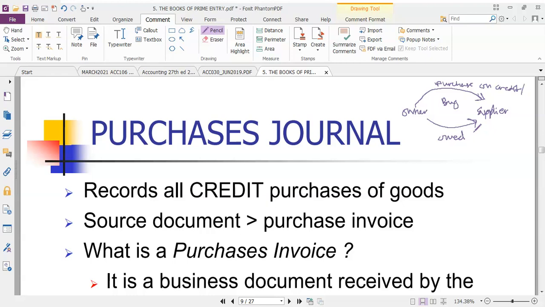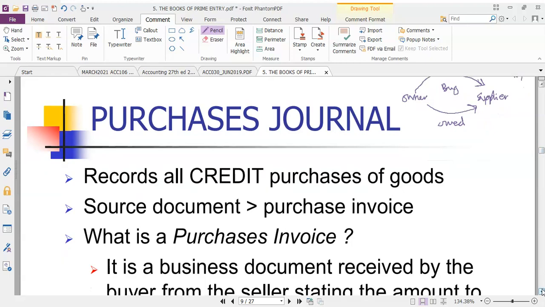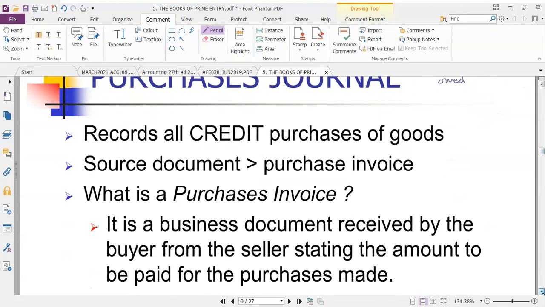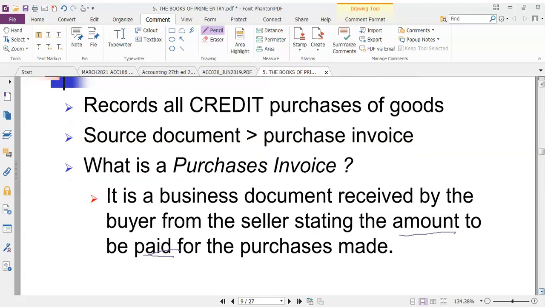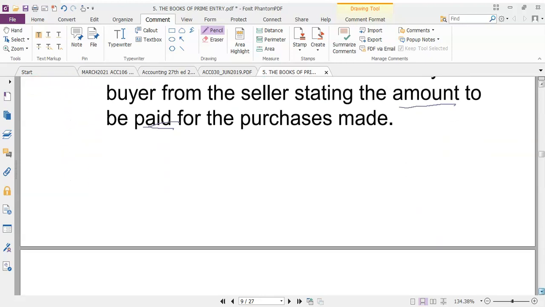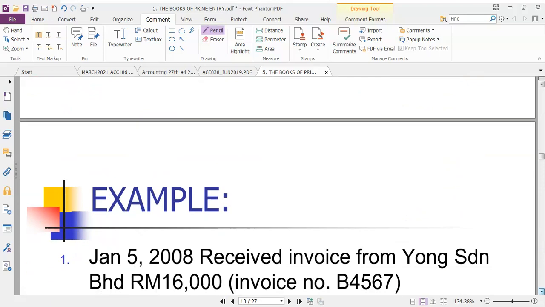So source document that included is purchase invoice. Okay. Sama je lebih kurang dengan sales invoice, tapi beza dia kat atas tu ada perkataan purchase lah. What is the purchase invoice? It is a business document received by the buyer from the seller stating the amount to be paid for the purchase made. Okay, berapa amount yang kita kena bayar lah. Owner yang akan kena bayar kepada supplier. Okay, sebab dia beli barang secara hutang, on credit.